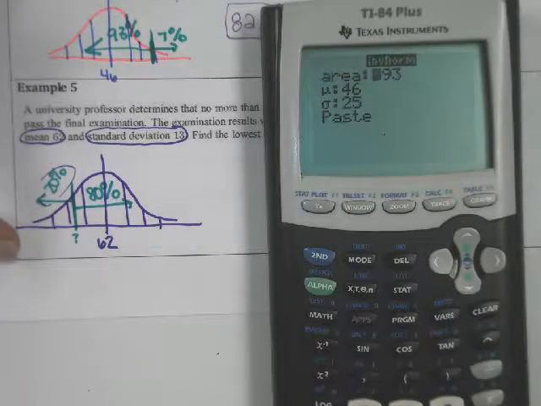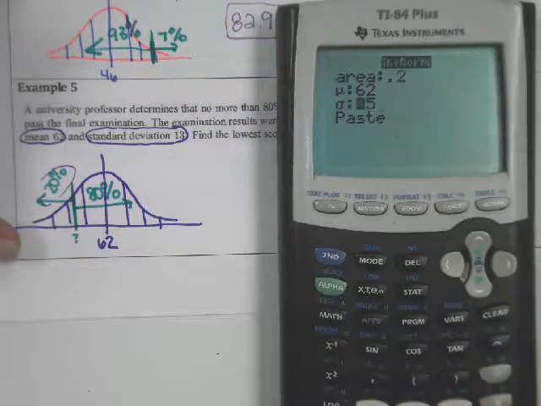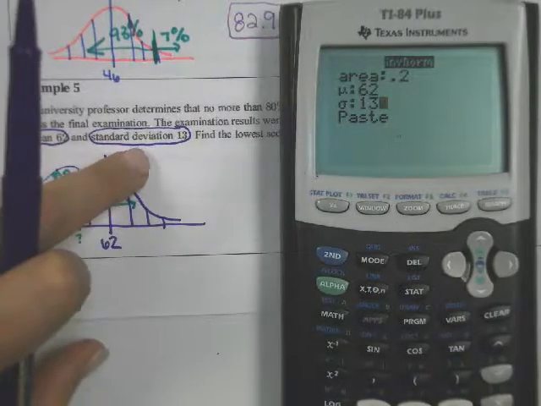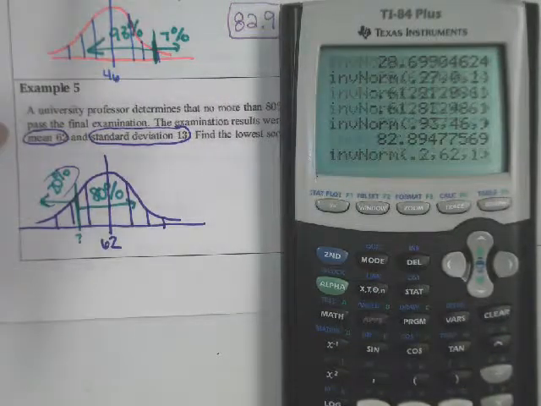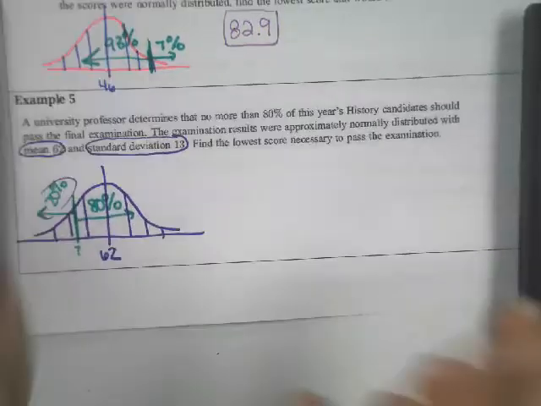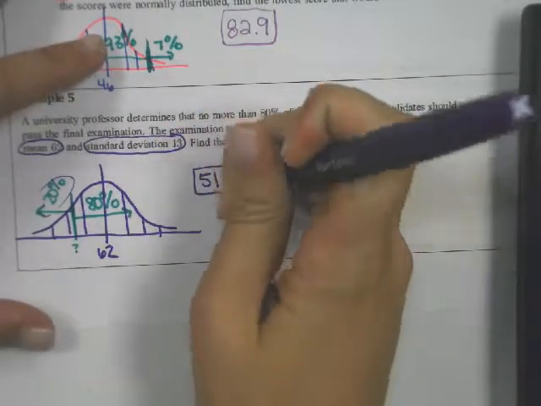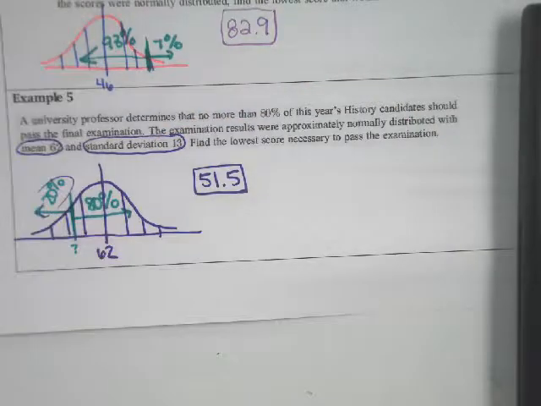So inverse normal. Our area is 0.20. Our mean is 62, and our standard deviation for this exam was 13. So you would have to receive a 51.1 on this test, or greater, to pass the examination.